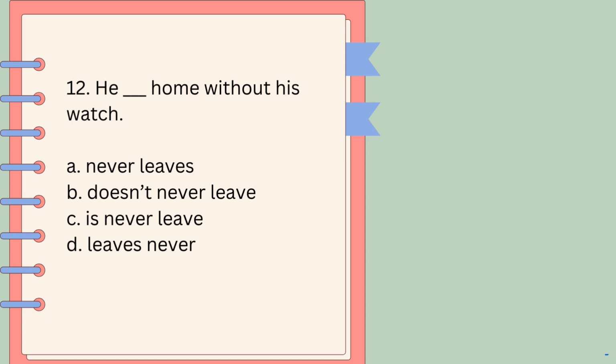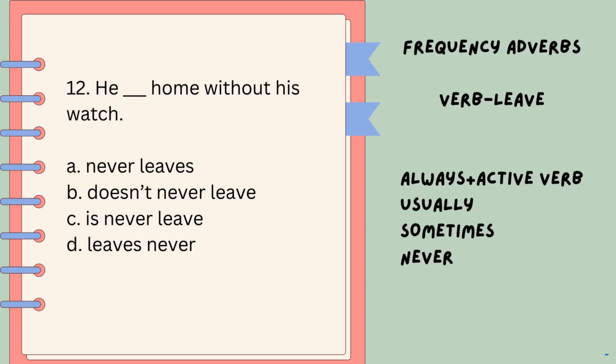He blank home without his watch. Again, this is frequency adverbs. So here we have an action verb, leave. So what do we do? We always use the frequency adverb first and then the verb. Like he always, usually, sometimes, never plus active verb.